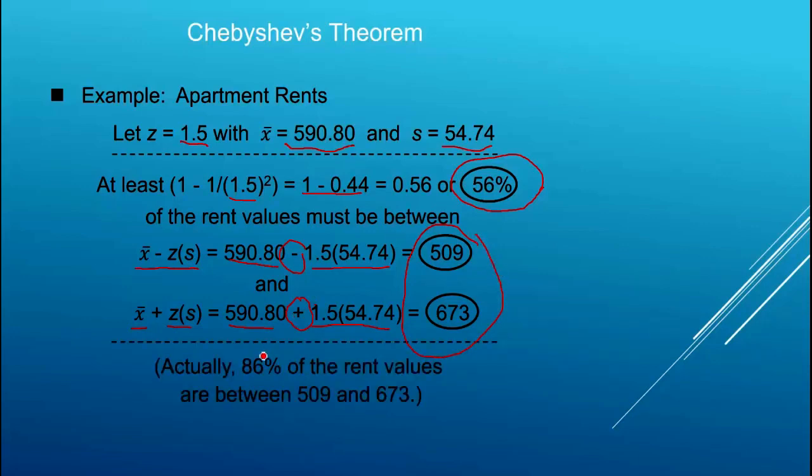In all actuality, if you go back to the data set and count the number of values that are between 509 and 673, and you divide that number by 70, you'll find that 86% of the rent values actually fall between those two values. That, of course, is consistent with Chebyshev's theorem, because Chebyshev's theorem tells us that 56% or more of the values must lie between 509 and 673. That is the way Chebyshev's theorem is used.